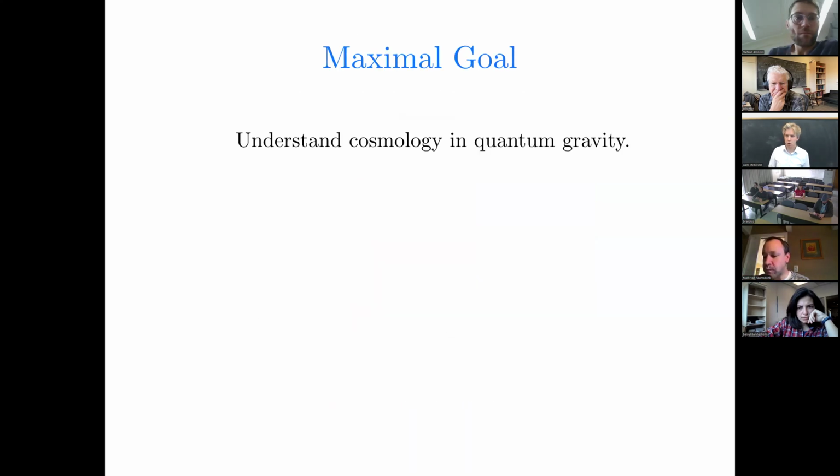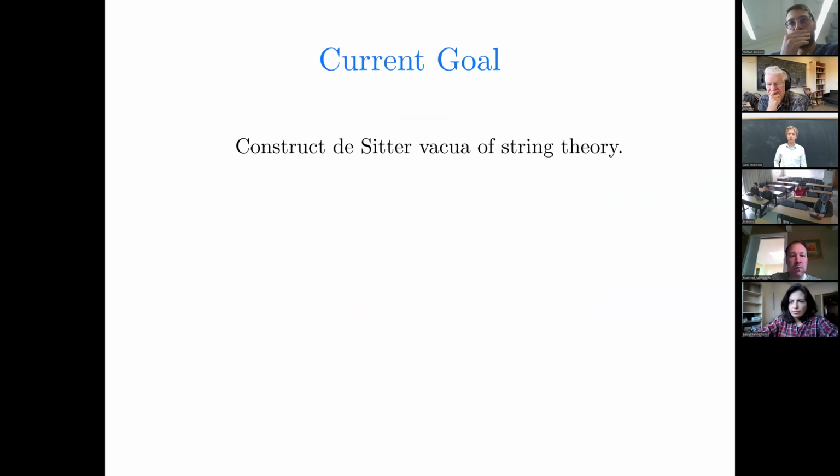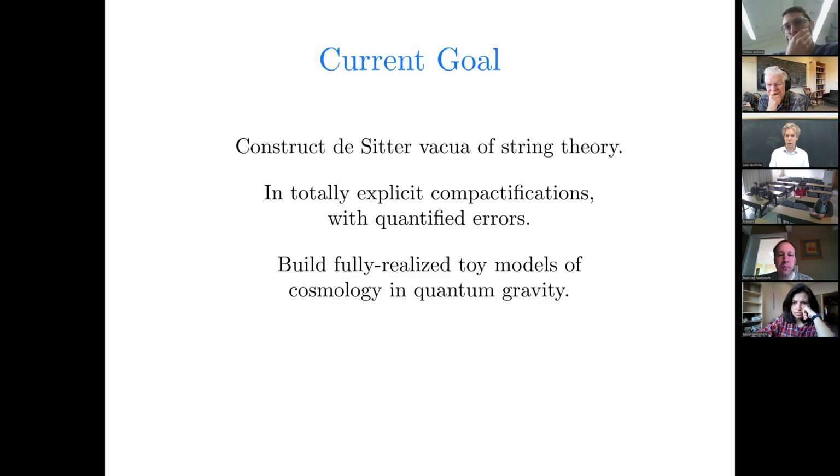So the maximal goal of this work is to understand cosmology and quantum gravity, and to do so by finding solutions of string theory that actually describe our universe. This is too ambitious, of course, and our present goal, which is still, I would say, extremely ambitious, is to construct de Sitter vacua of string theory in totally explicit compactifications with quantified errors, and in so doing, to develop fully realized toy models of cosmology in four-dimensional quantum gravity.